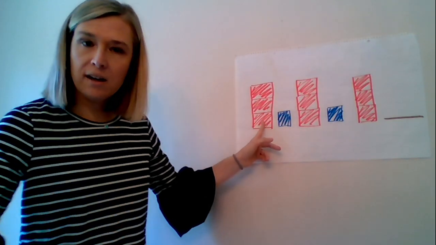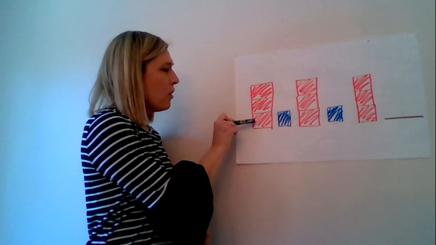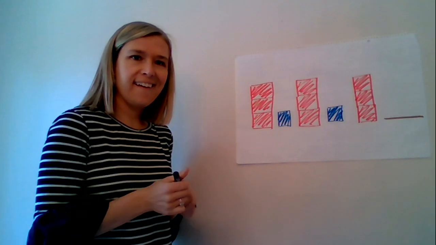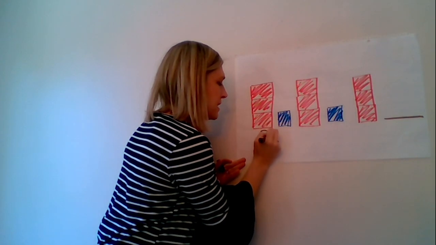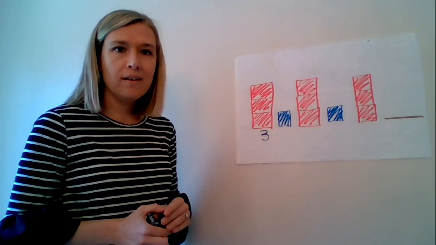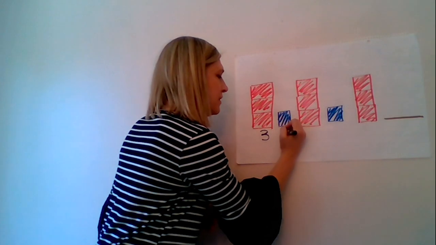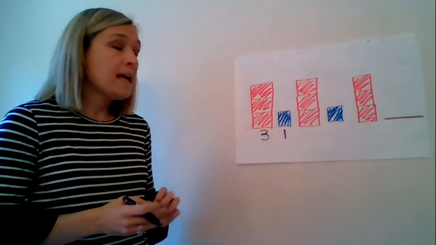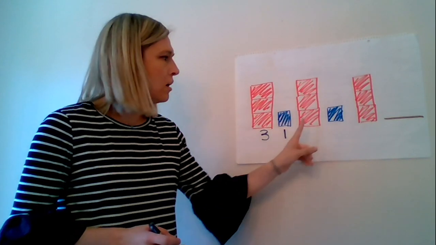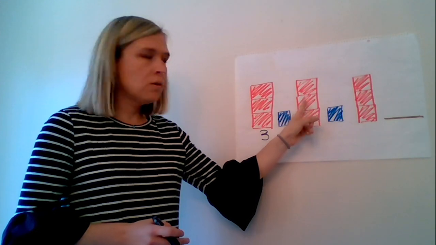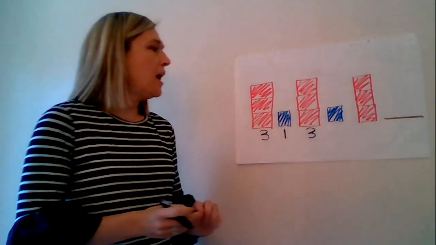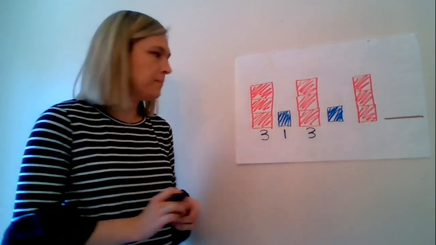So our red, let's count the boxes together. We have 1, 2, 3. We have 3 boxes. How many boxes do we have with our blue? 1. That's right. All right. Next, we have our red again. Let's see if it has the same number of boxes as our first one. 3. 1, 2, 3. It does. And our blue has 1.